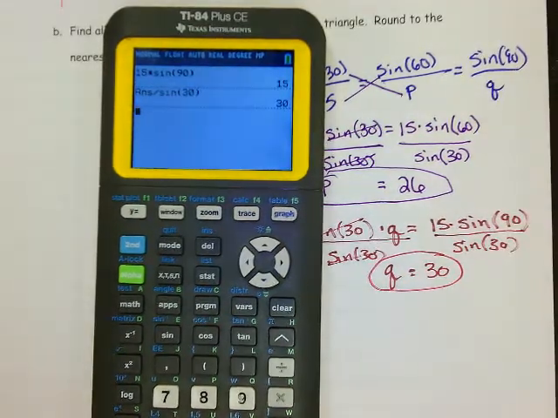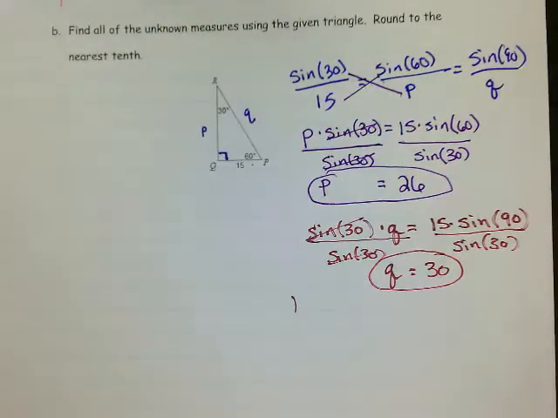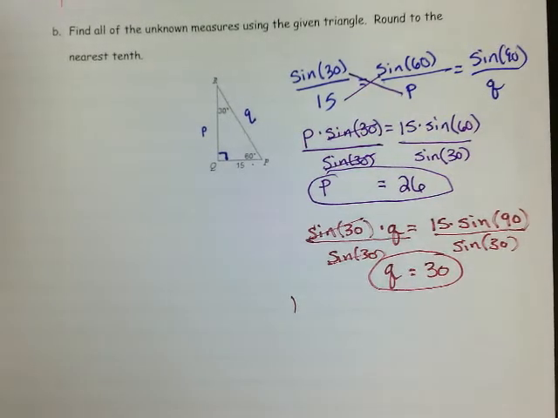Missing side is 30. So that's the law of sines for the two angles, either angle, angle, side, or angle, side, angle. On the next video, we'll do the ambiguous case for side, side, angle.